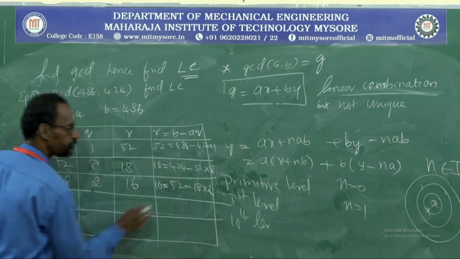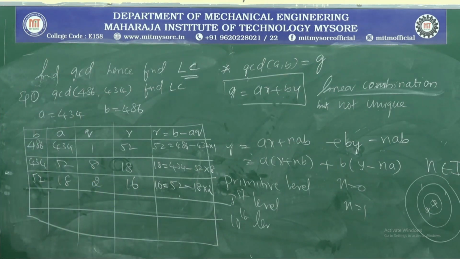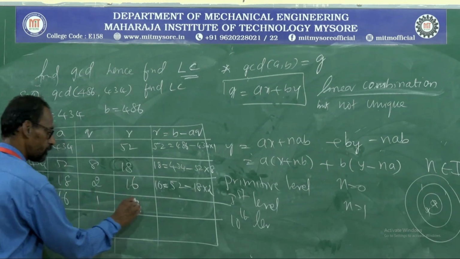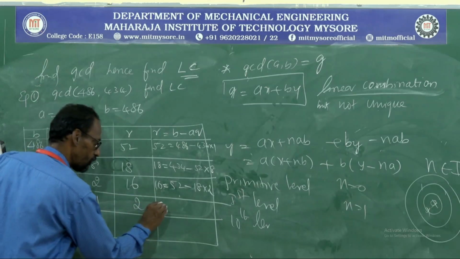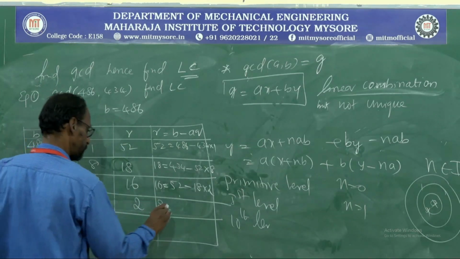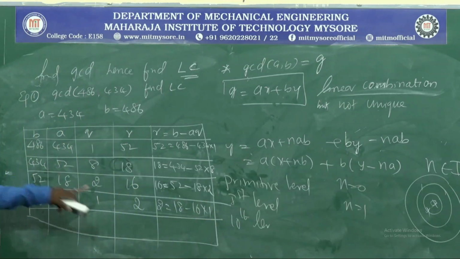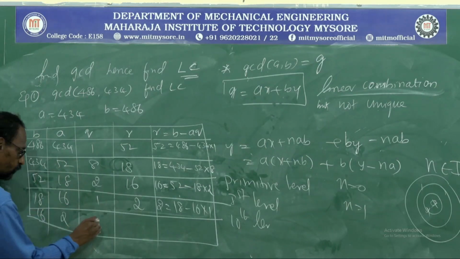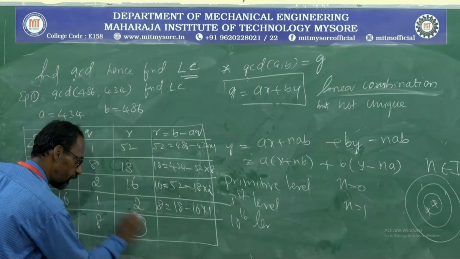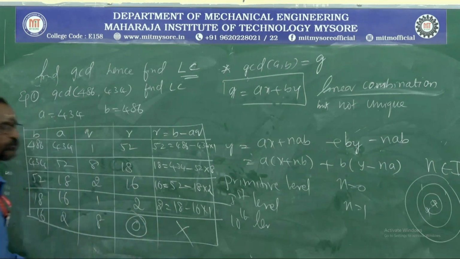Try one more combination. So consider 18, consider 16. Simple mathematics. The quotient is 1, the remainder is 2. We can write 2 equal to 18 minus 16 into 1. Still I didn't get 0. Try one more combination. It is 16, it is 2, the quotient is 8, the remainder is 0. I got the 0. We don't want this.